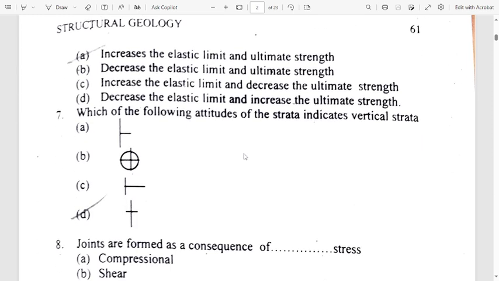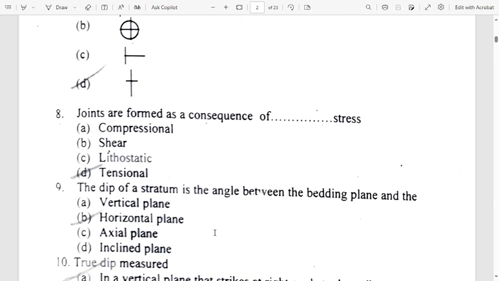Which of the following attitudes of the strata indicates vertical strata? Okay, this is a vertical strata. Joints are formed as a consequence of tensional stress. The dip of a stratum is the angle between the bedding plane and the horizontal plane.